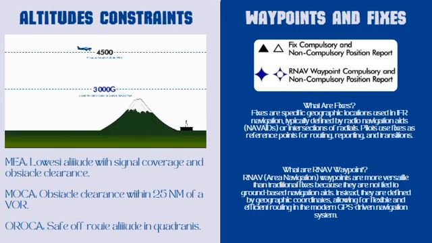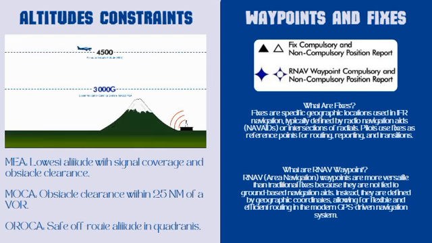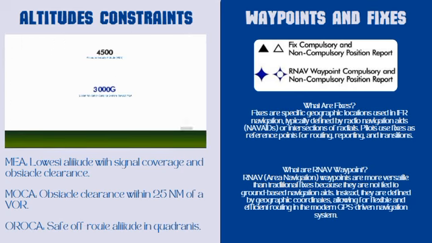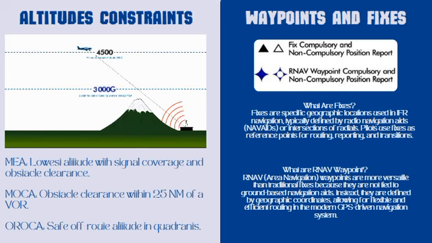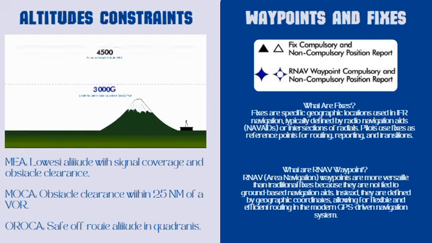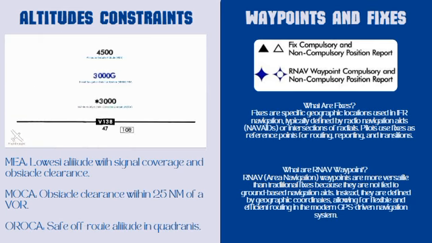Altitude constraints in aviation refer to specific regulations or limitations regarding the altitude at which an aircraft must fly during different phases of flight. These constraints are essential for maintaining safe separation between aircraft, ensuring obstacle clearance, and optimizing navigation. In IFR flight planning, there are three key altitudes that are crucial for ensuring obstacle clearance and maintaining safe flight paths: the minimum en route altitude, the minimum obstacle clearance altitude, and the off-route obstruction clearance altitude.